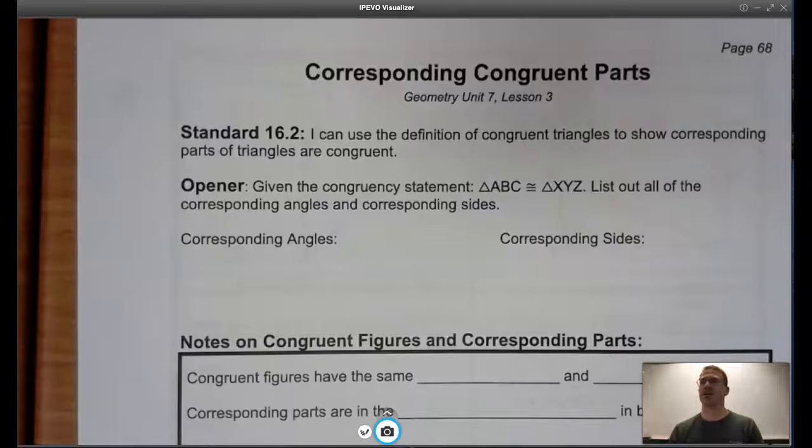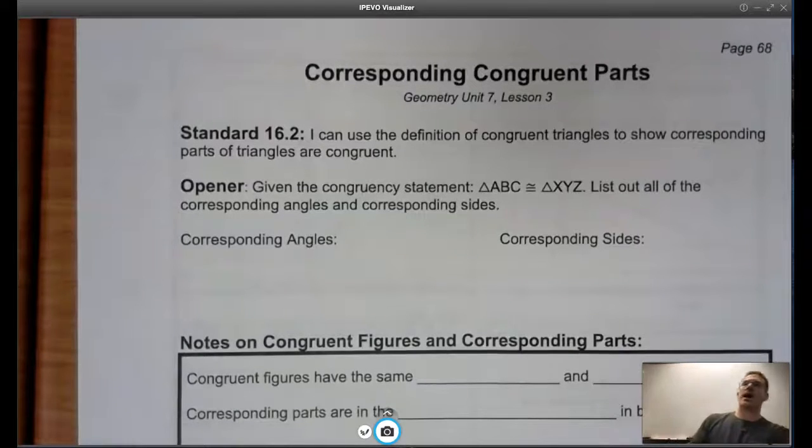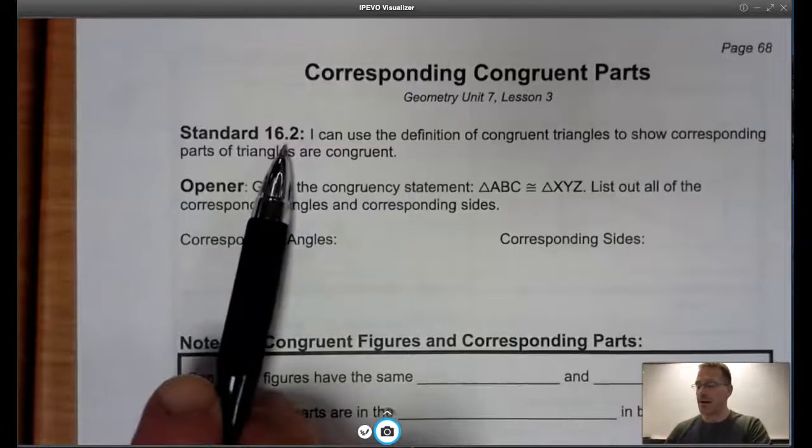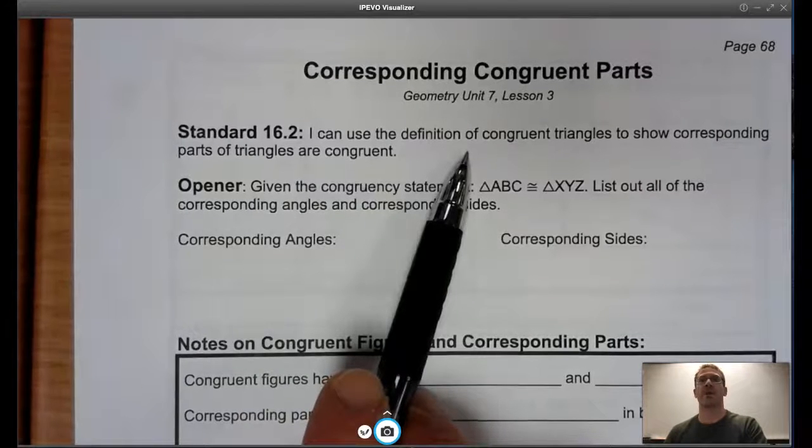All right, so we're going to continue our conversation about congruency, and we're going to be working on Unit 7, Lesson 3, on page 68 in your workbook. You can look at Standard 16.2 here. I can use the definition of congruent triangles to show corresponding parts of triangles are congruent.